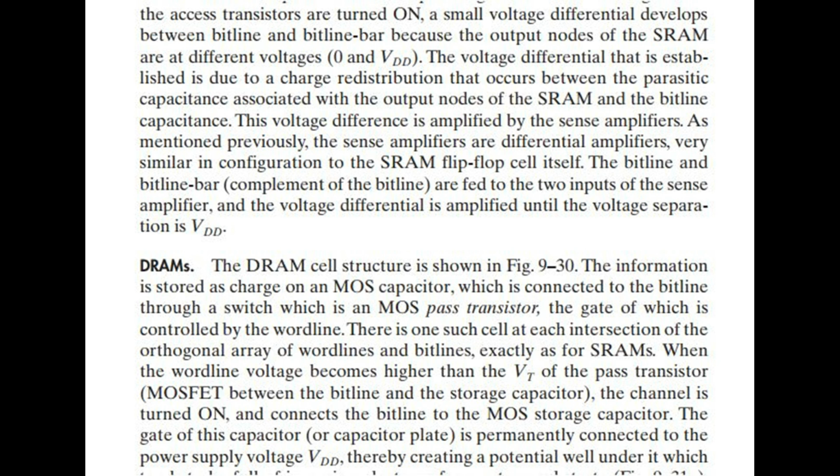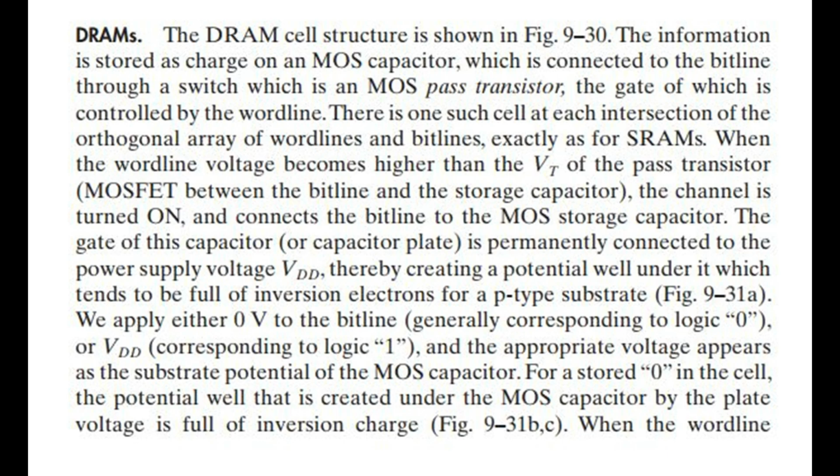When the word line voltage becomes higher than the threshold voltage of the pass transistor, MOSFET between the bitline and the storage capacitor, the channel is turned on, and connects the bitline to the MOS storage capacitor. The gate of this capacitor, or capacitor plate, is permanently connected to the power supply voltage VDD, thereby creating a potential well under it which tends to be full of inversion electrons for a p-type substrate, Fig 9.31a. We apply either 0V to the bitline, generally corresponding to logic 0, or VDD, corresponding to logic 1, and the appropriate voltage appears as the substrate potential of the MOS capacitor.